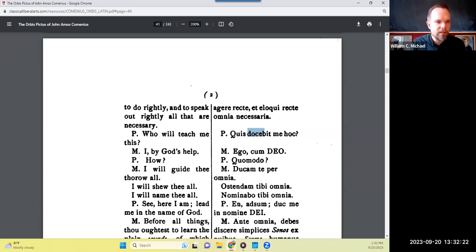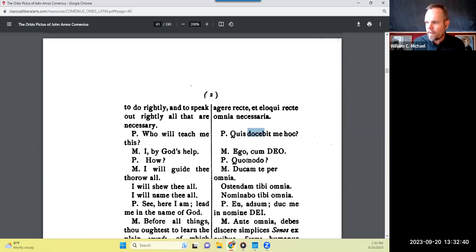Yeah, very good. Docent means one who is teaching, like someone who leads you through an art museum and explains things. Good. All right, so good. So those words, we can think about it and think of English words that come from this verb docebit. Quis docebit me hoc? Who shall teach me this? Who will teach me this?